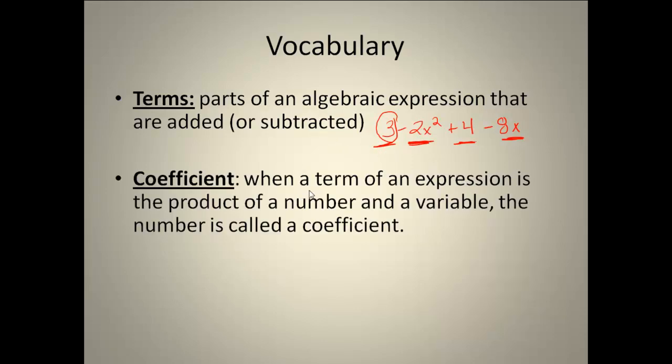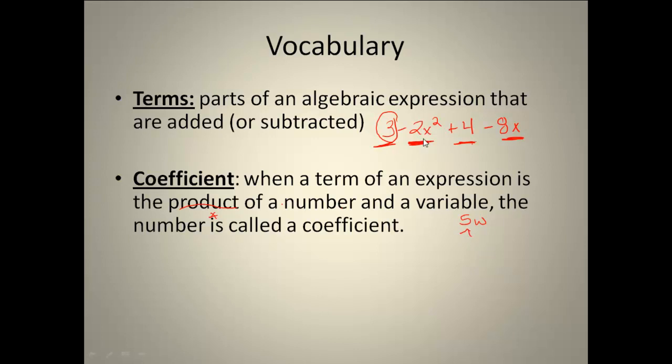Okay, a coefficient. When a term of an expression is the product of a number and a variable, the number is called a coefficient. So if we break this definition down, because that can be kind of confusing, it says when a term of an expression, so we're talking about just a single term. And it says when that term is the product, well, product means to multiply, of a number and a variable. Maybe I pick the number 5, and for my variable, maybe I pick the variable w. So if this were a term in some algebraic expression, the number is called the coefficient. So our coefficient would be just a 5.